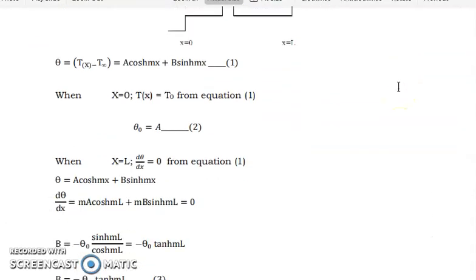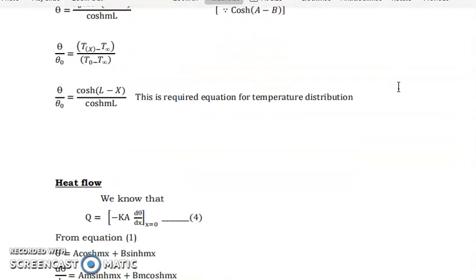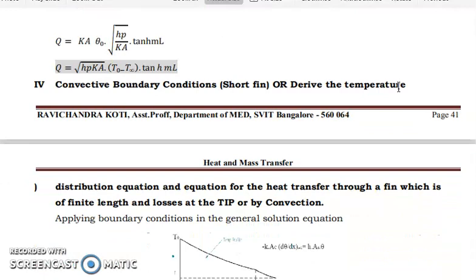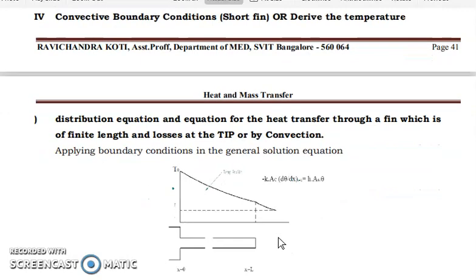And now in this video we are going to study the fourth boundary condition, that is the convective boundary condition for a short fin. We derive the temperature distribution equation and the equation for the heat transfer through a fin which is of finite length and loses heat at the tip by convection. There is a convective type of boundary condition, so at the tip of the fin a convection heat transfer takes place.